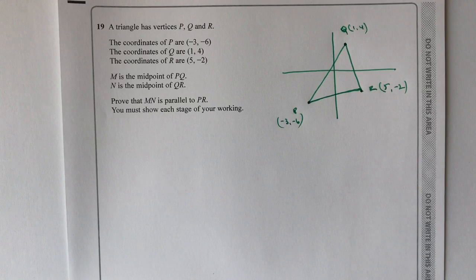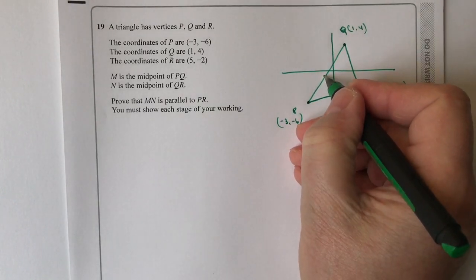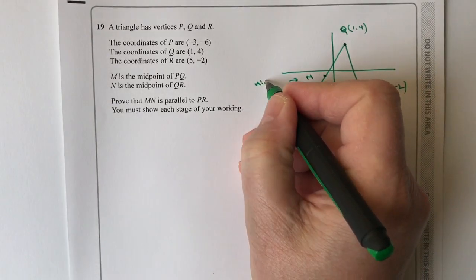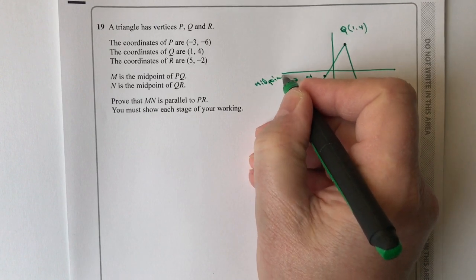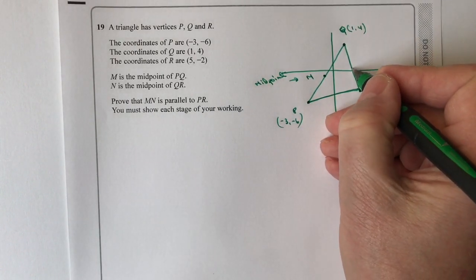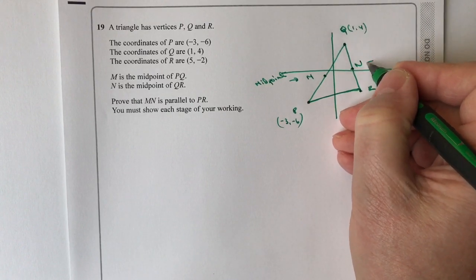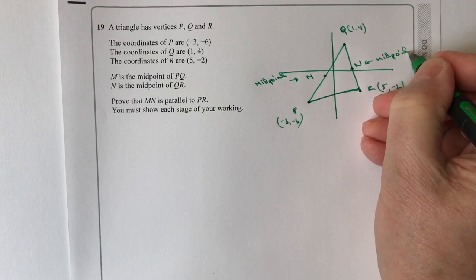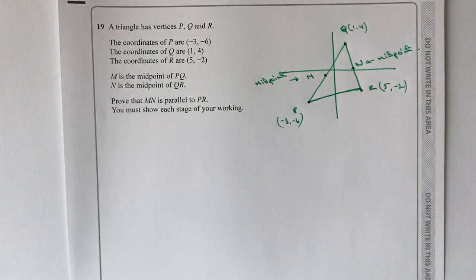Okay, then it says M is the midpoint of PQ. So here's M, there it is. Okay, this is M, and this is the midpoint. Now at the moment we don't know those coordinates, but it's telling us that M is the midpoint. N is the midpoint of QR. Okay, so N, which is here, is the midpoint of QR. Okay, right, so then it says prove that MN is parallel to PR.